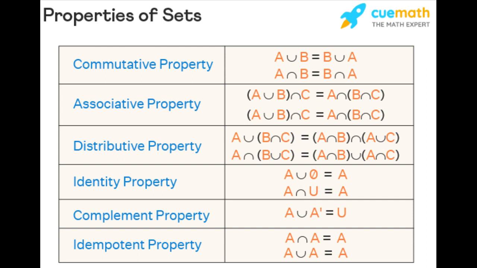Complement. The complement of a set is denoted by A apostrophe. It is the set of all elements that belong to the universal set but not to A.